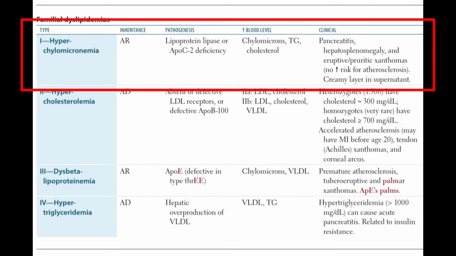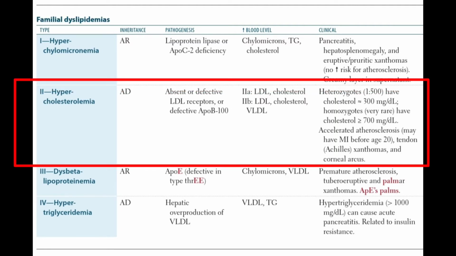Now type 1 dyslipidemia, type 1 hyperchylomicronemia. It is an autosomal recessive disorder. The main pathogenesis in this type of dyslipidemia is lipoprotein lipase or apolipoprotein C2 deficiency. This will lead to increased blood levels of chylomicron, triglyceride and cholesterol. And the clinical findings in type 1 hyperchylomicronemia are pancreatitis, hepatosplenomegaly and eruptive or pruritic xanthomas.